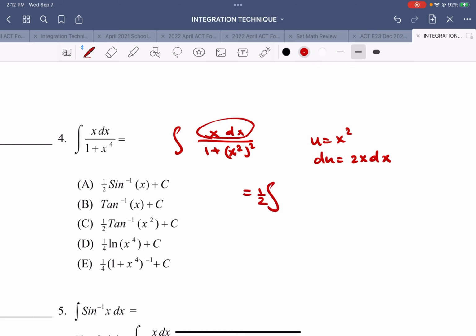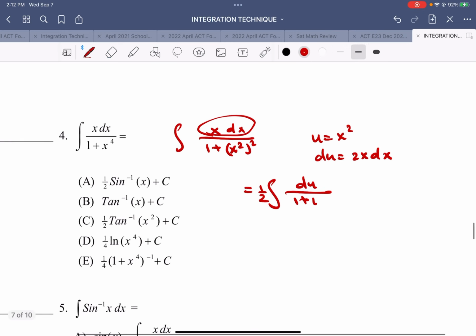So this portion will be 1 half du. So 1 half you can take out, and du over 1 plus u squared. So 1 half times 1 over 1 plus u squared is arctangent, inverse tangent of u. u was x squared, plus c. Okay, so then answer C.